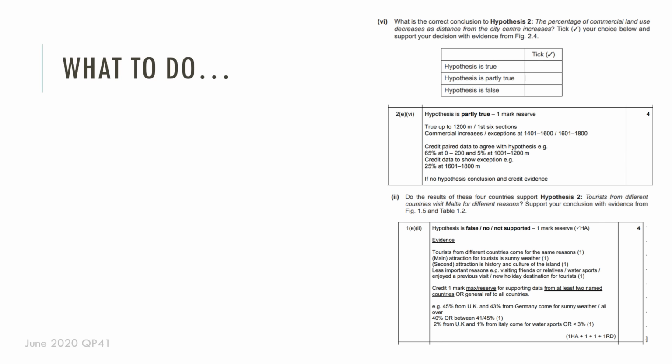And if you look at the mark scheme, which I'll show you here, again, you get 1 mark for stating if it's true, or partially true, or false. So again, that is the first thing you need to write, and then you need to pick out the key evidence that supports your statement.